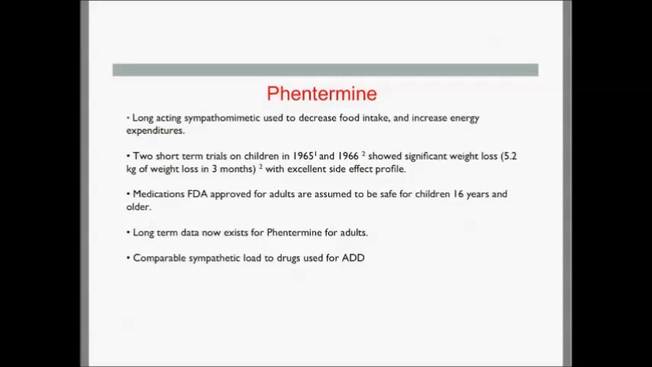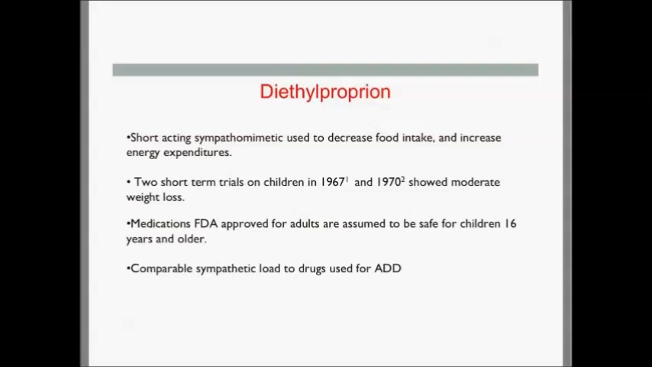It's approved for adults, and anything that's approved for adults is assumed to be safe for children 16 years or older. We now have long-term data on phentermine for adults. When you're thinking of the sympathetic load for phentermine, it is very similar to those drugs used for ADD. But again, because it's off-label, you really have to be careful to make sure you explain this to everybody. Diethylpropion is a shorter-acting version of phentermine.